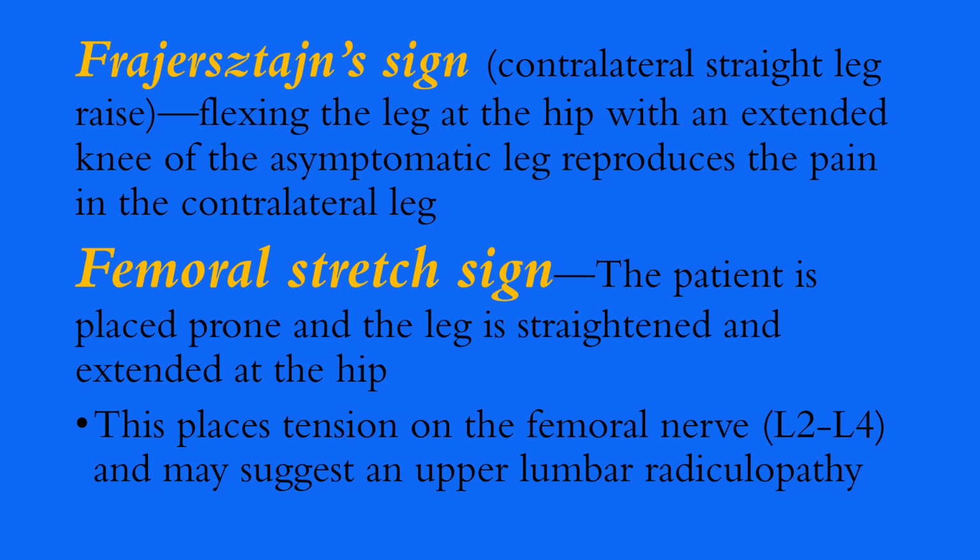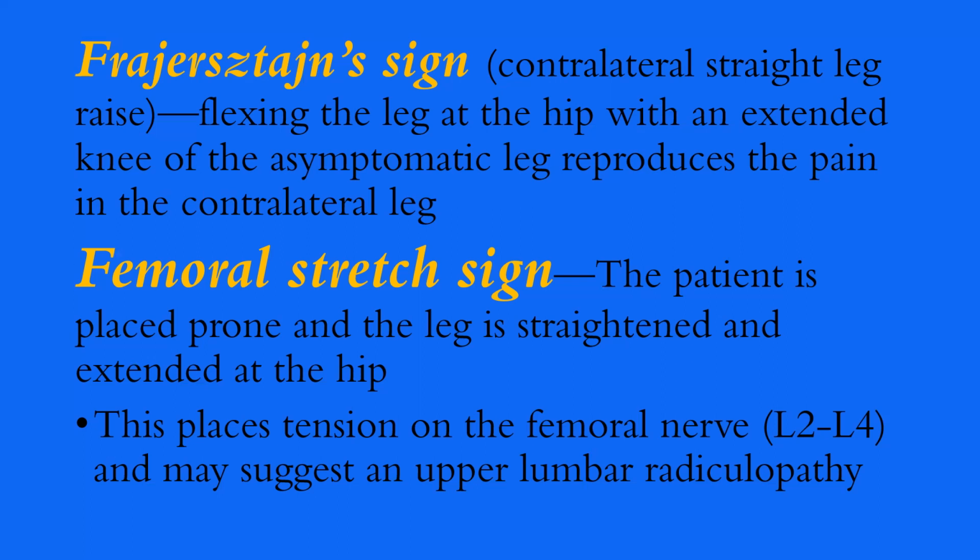Fajersztajn sign. This is a contralateral straight leg raise, flexing the leg at the hip with an extended knee of the asymptomatic leg reproduces the pain in the contralateral painful leg. This is like a contralateral straight leg raising, but it has a name.